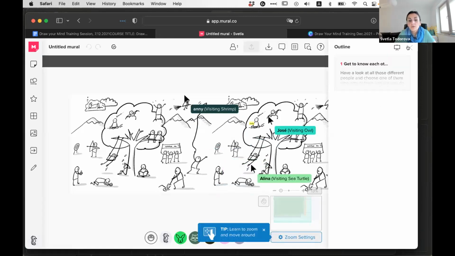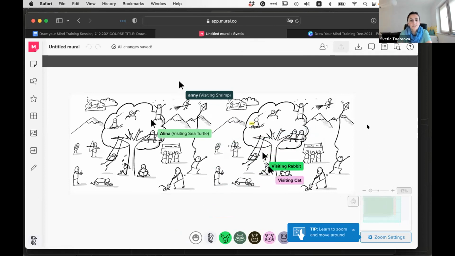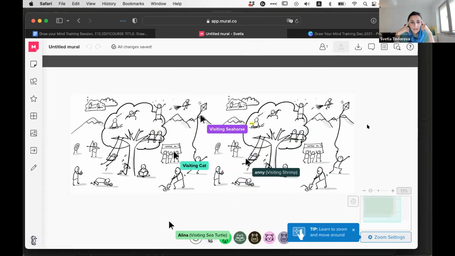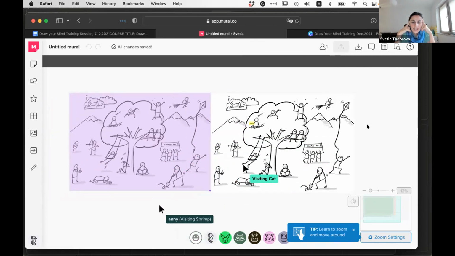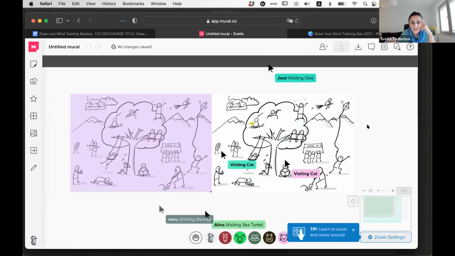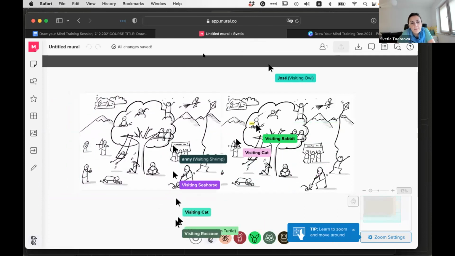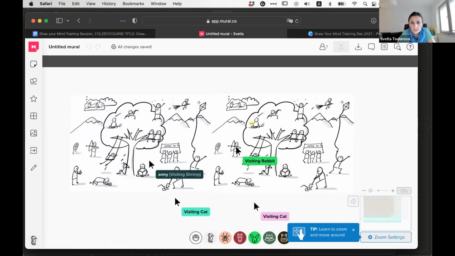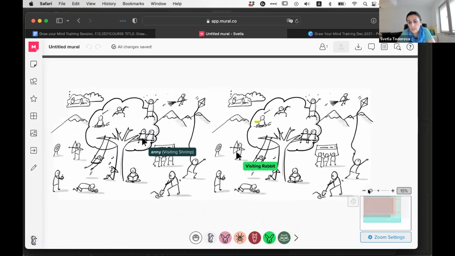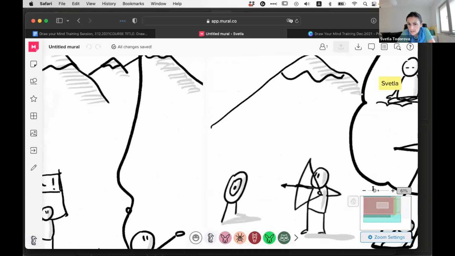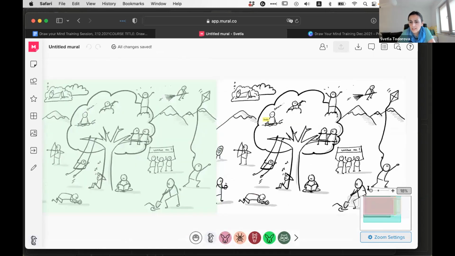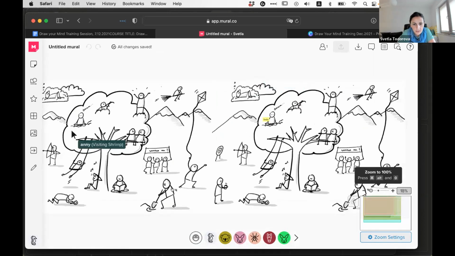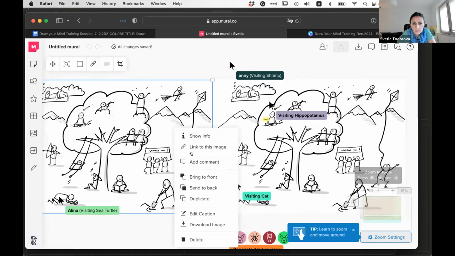Once you're in the Mural board, you'll see a picture with lots of different figures doing lots of different stuff. So please choose your person. You can move around lots of things. This is our share box. I didn't lock it. On the right, you will see minus and plus, and here you can zoom in and zoom out.